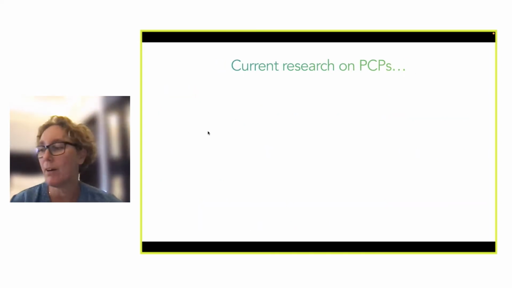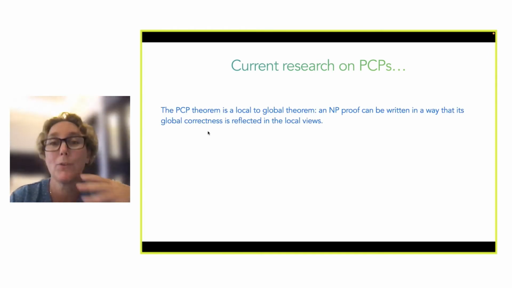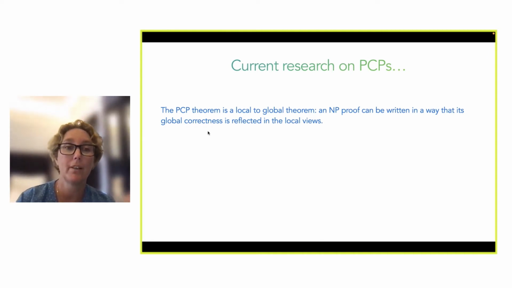Okay, so now let's move to talk a little bit more about what's going on currently in the research on the PCPs. I want to tell you about some stuff that I've been involved in more recently. The PCP theorem is a theorem that we like to call local to global. I know that many areas in mathematics have this local to global phenomenon. I guess it's a natural thing.